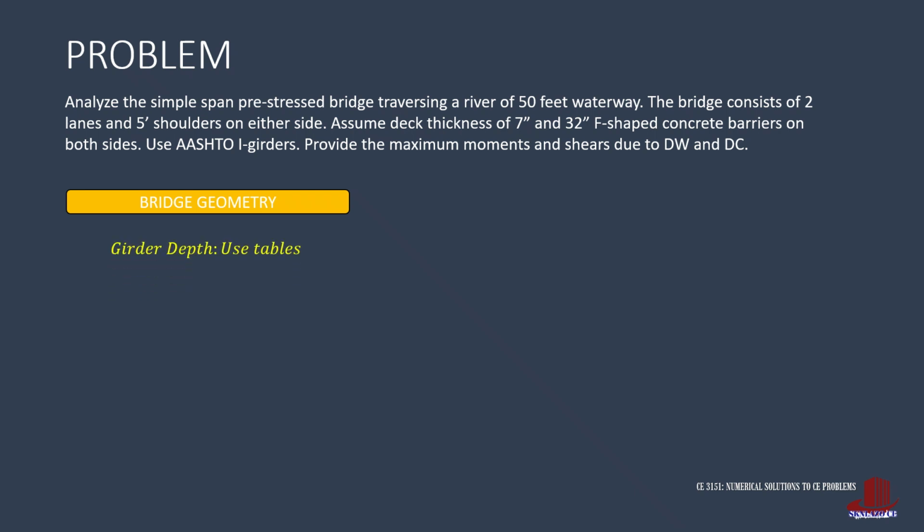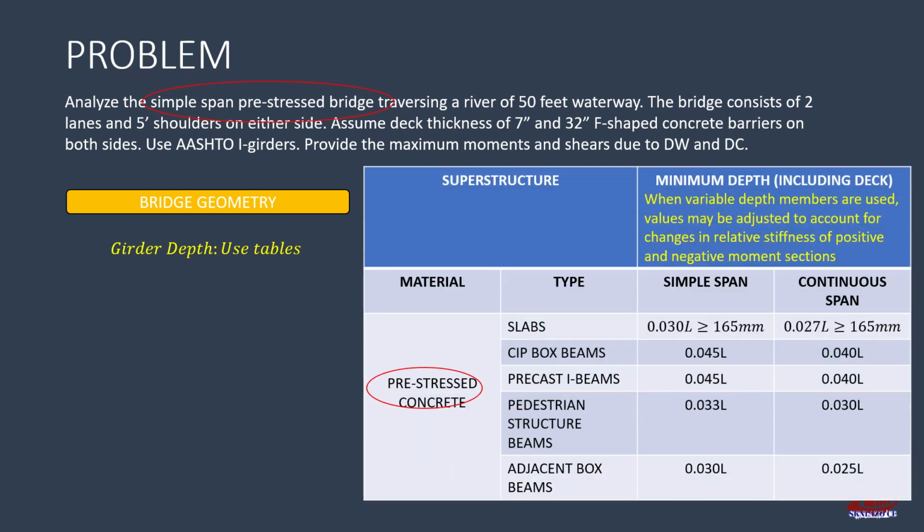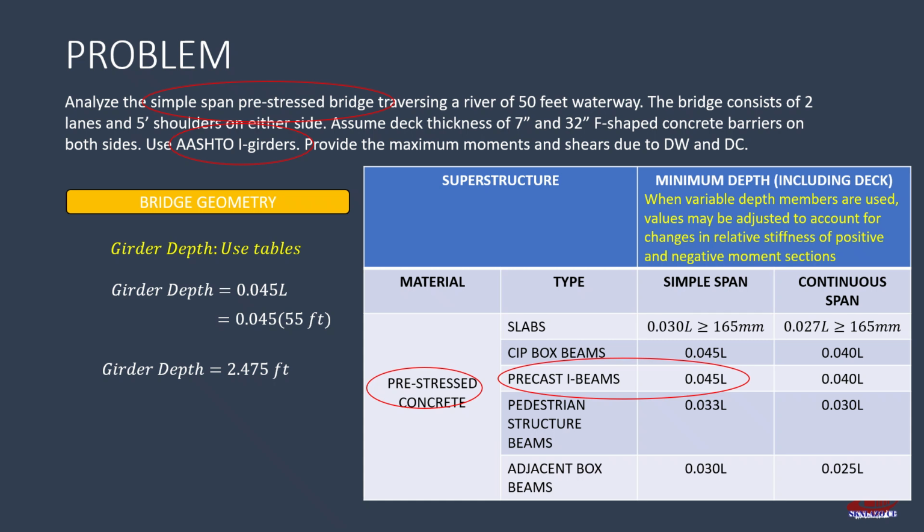Next is to determine the depth. The girder depth can be found using AASHTO tables. The relevant descriptions are: first, the bridge is pre-stressed, so the table we use is that with pre-stressed concrete. The problem also states that the girders are AASHTO I girders, so we look for precast I beams, where we are to use the function 0.045 of L. So plug the length of 55 feet into the equation to have the girder depth of 2.475 feet, which is equivalent to 29.7 inches, again rounded off to 30.